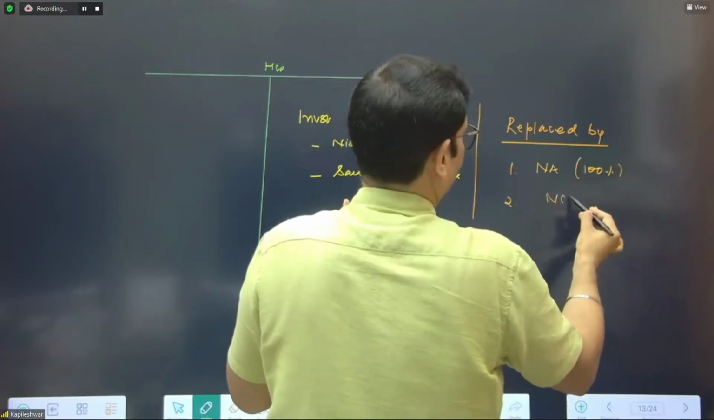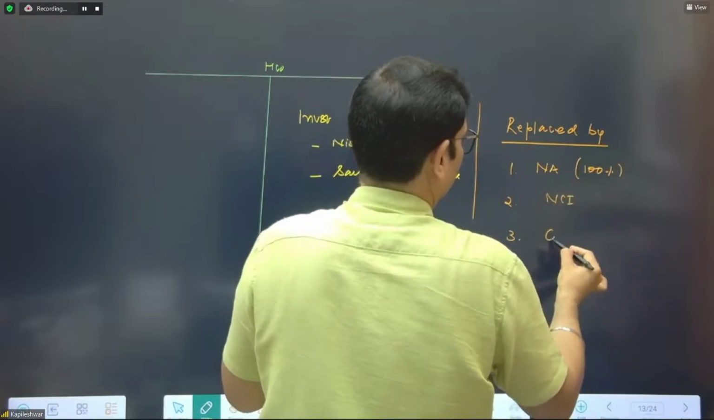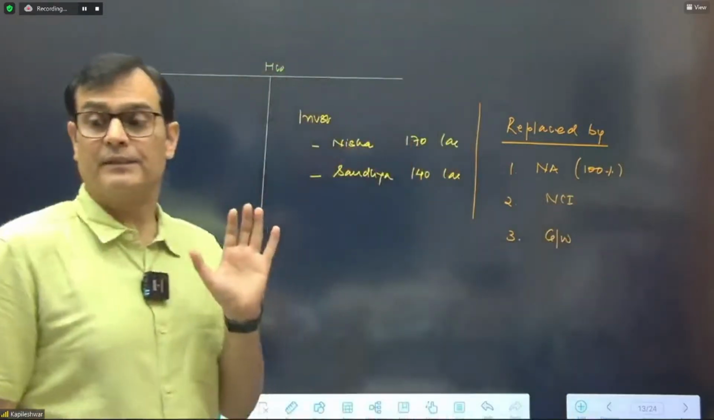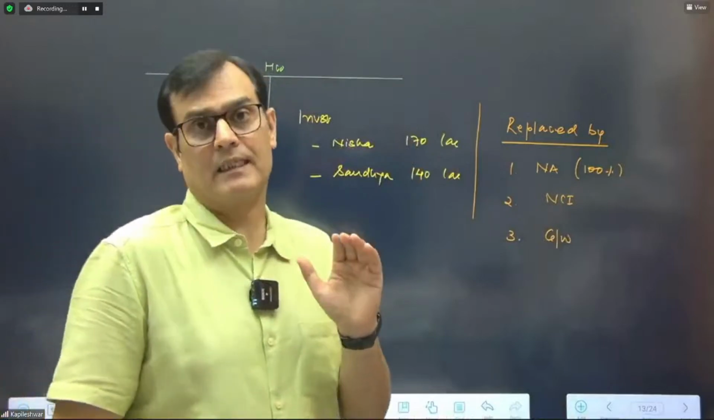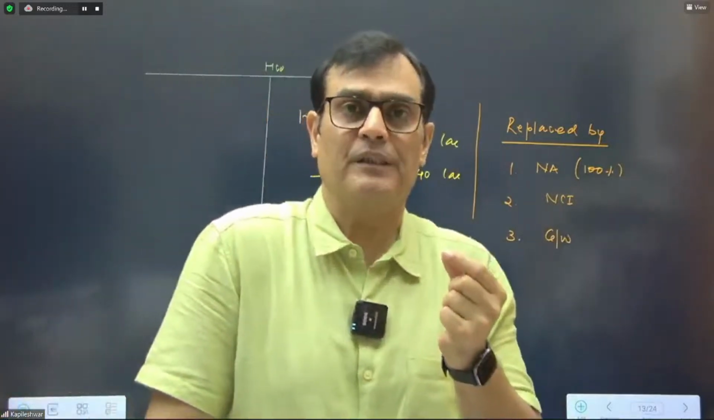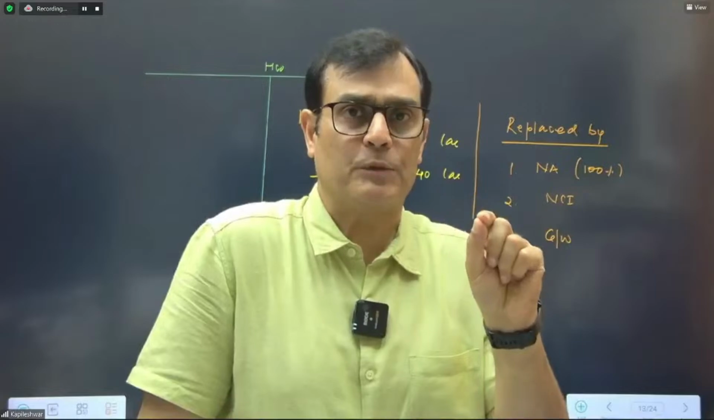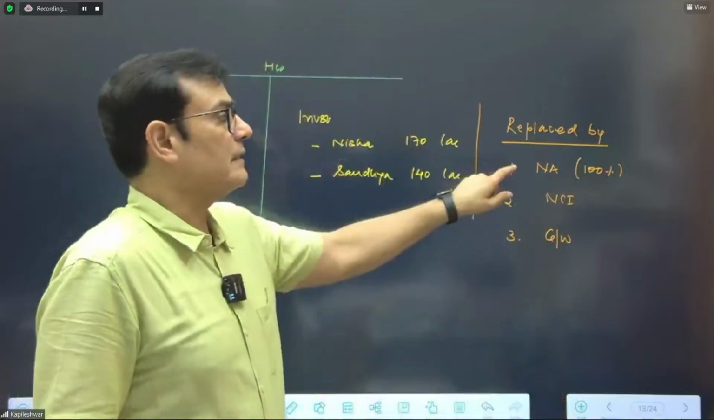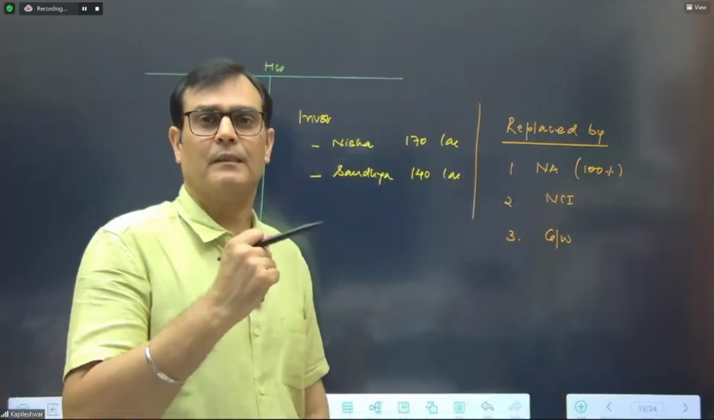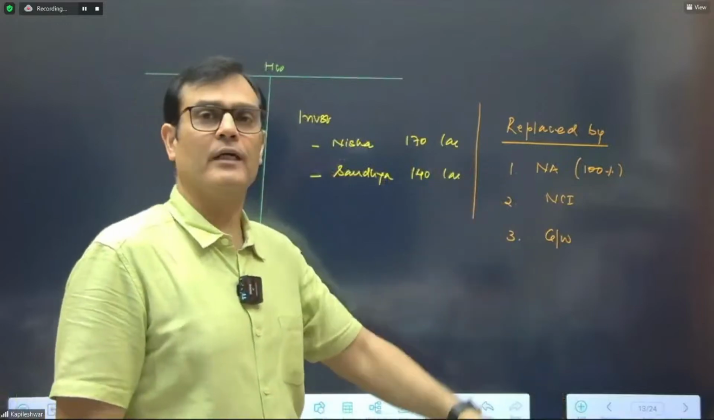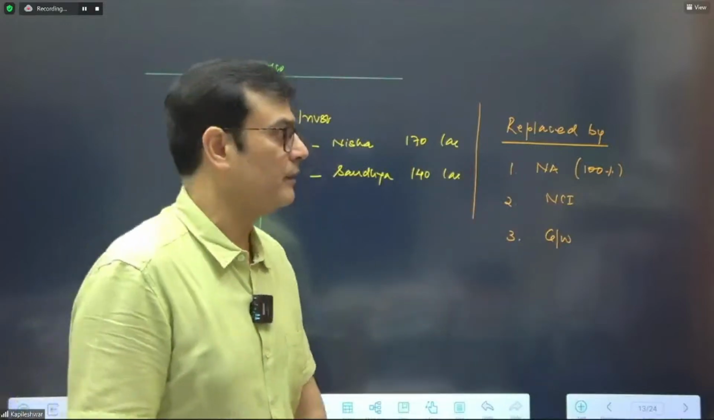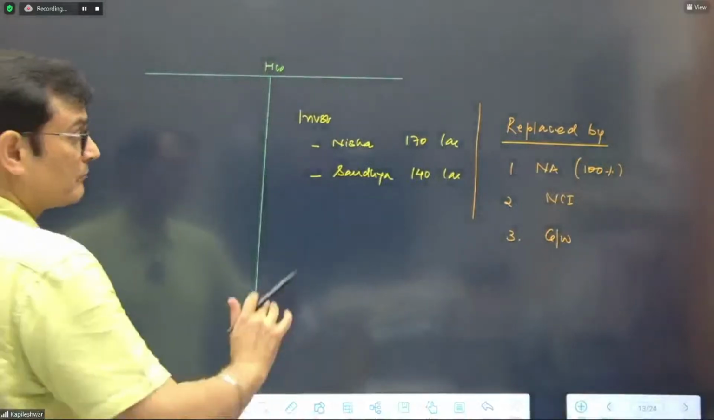And it is going to be replaced by NCI, and it is going to be replaced by goodwill, right? This is what I told you in the previous class as well, that consolidation means removal of the investment, and what takes place is the aggregation of assets and liabilities in full, and then the NCI and the goodwill. Okay, now let's go one by one.